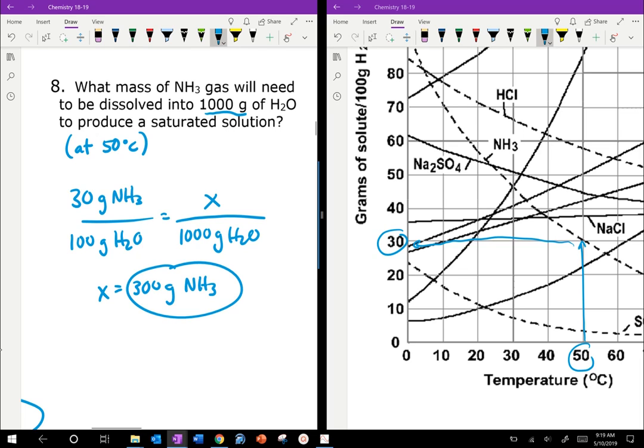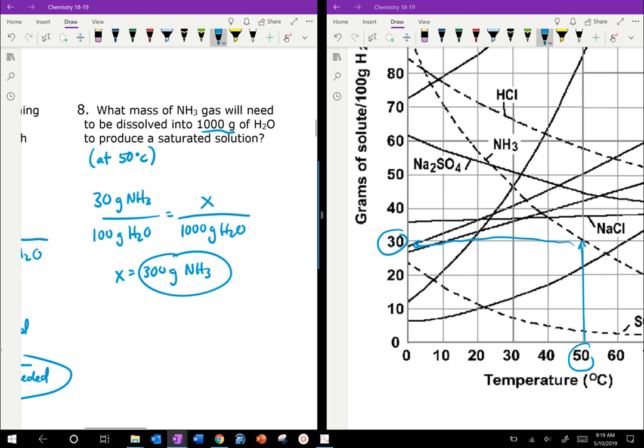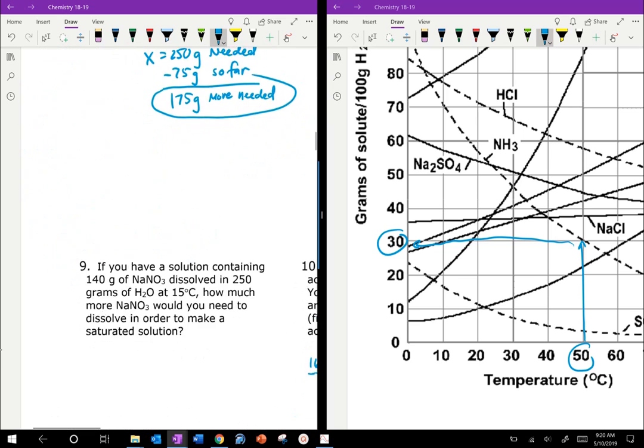And again, I just picked 50 degrees because I forgot to include a temperature. Any temperature you could read off the curve, and just take your answer times 10 for this question, and you'd have the right answer for your temp as well. Okay, one more question on solubility curves.